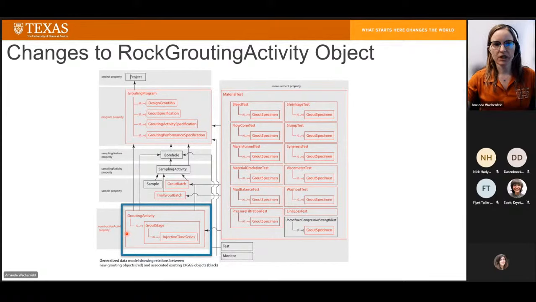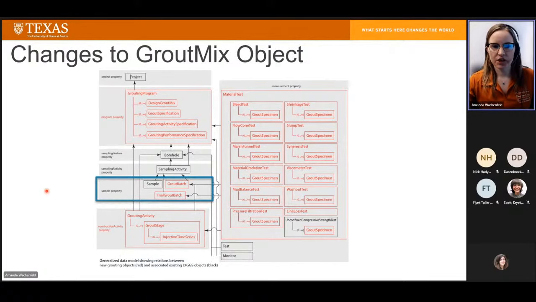grouting construction activity. Next, we made changes to the grout mix object. So originally, there was a property in grouting activity called grout mix, and we moved that to a standalone sample feature because that's more consistent with the activity that produces a grout mix, and it gives us more flexibility to associate testing with it. So you can see that here, like all these material tests are now associated with our grout batch information. We split the grout mix into two objects, a trial grout batch, which is information about the mixes that are made to develop a mix design, and a grout batch, which is actually the information about the production grout that goes into the ground.